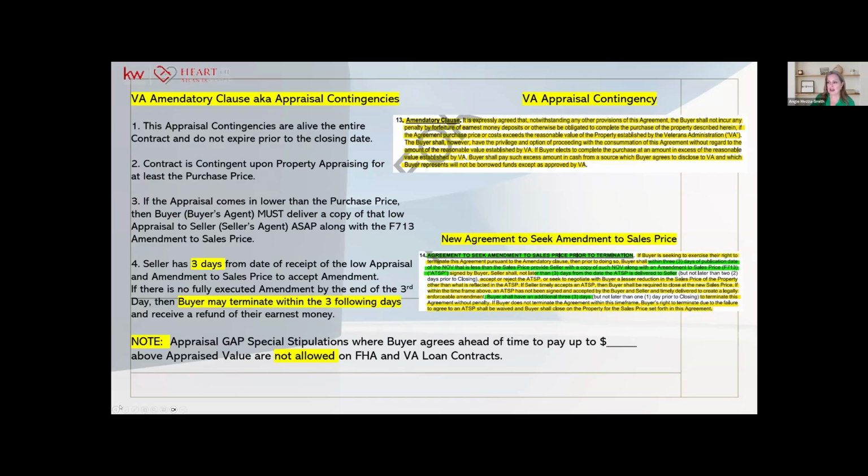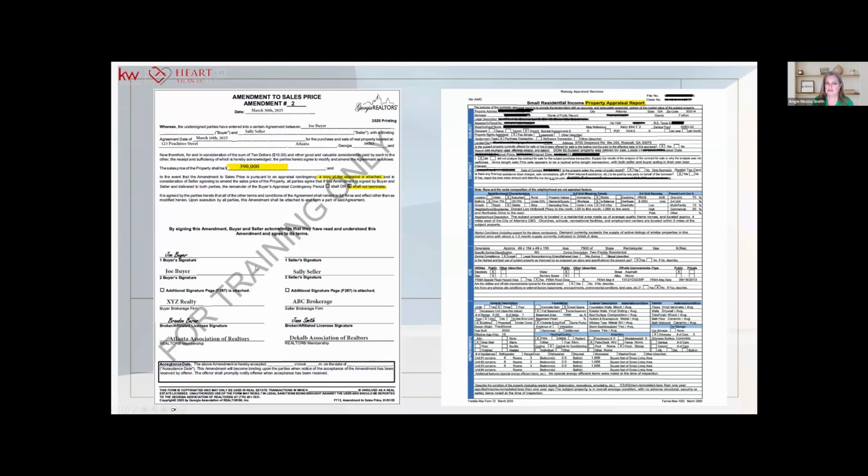Seller has 3 full days after the day you delivered it. So if you delivered it today, tomorrow's day 1, they have 3 full days. And either you have a fully executed F713 amendment to sales price at the end of day 3, or you don't. If you don't, then on day 4, 5, or 6, the buyer has a 3-day window to unilaterally terminate using our F522 TNR. And again, another look, here is the form.